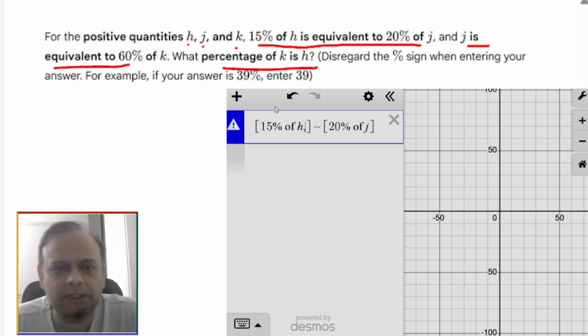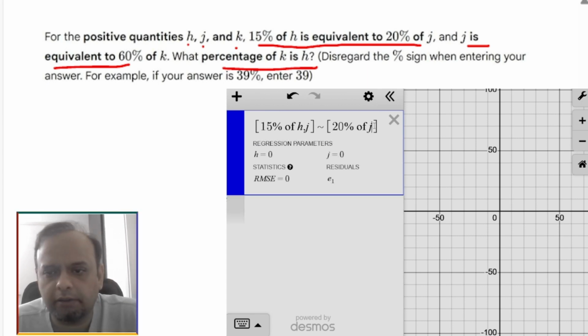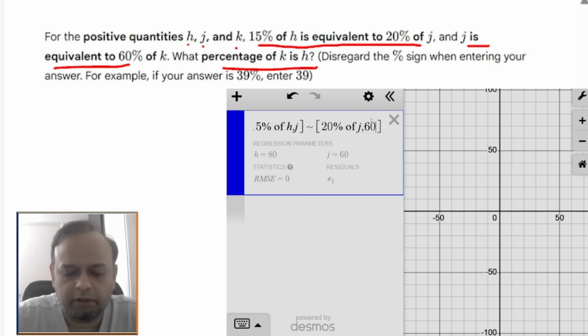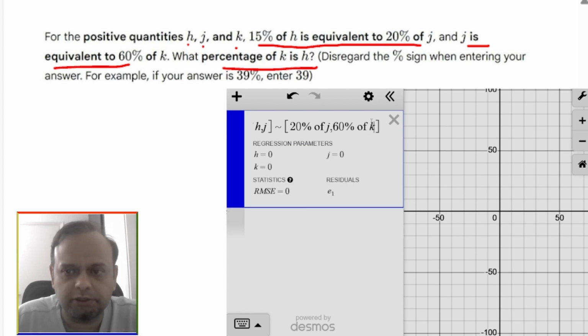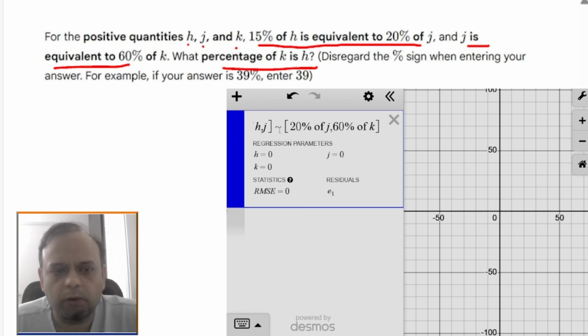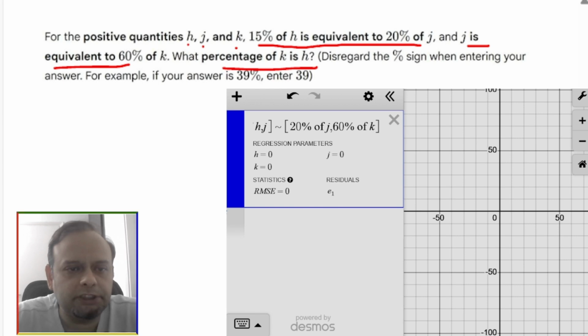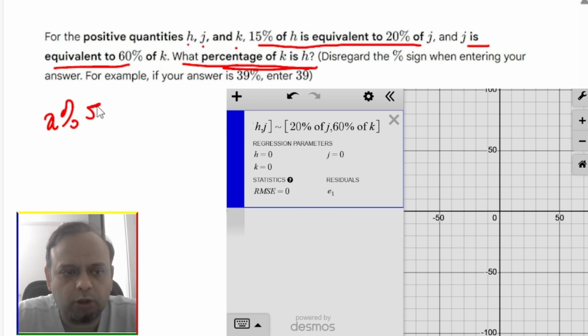Then the second equation or relationship is j is the same as 60% of k. So I'm just going to write that down, 60% of k. Now what do we need to know? We need to figure out what percent of k is h. Sentences like these or questions like these, you have to interpret it as x percent of k is h, or x percent of k is equal to h.